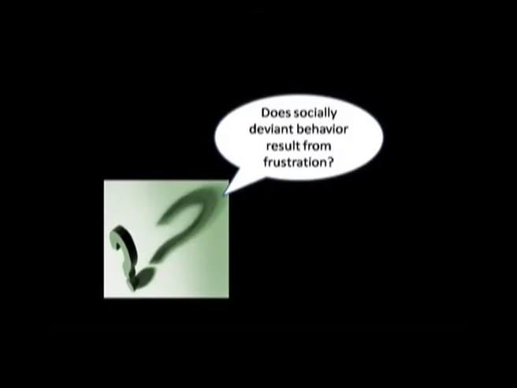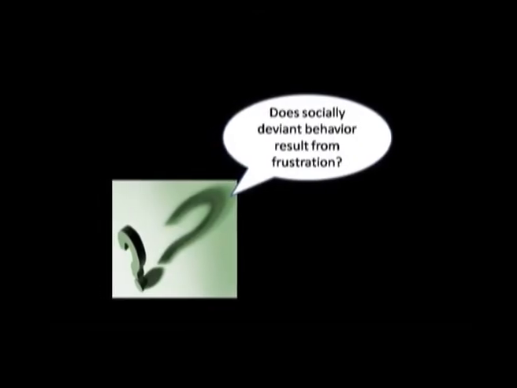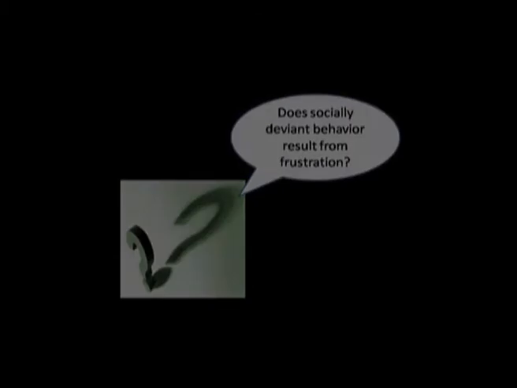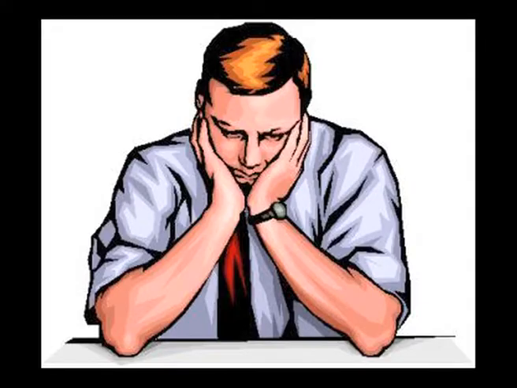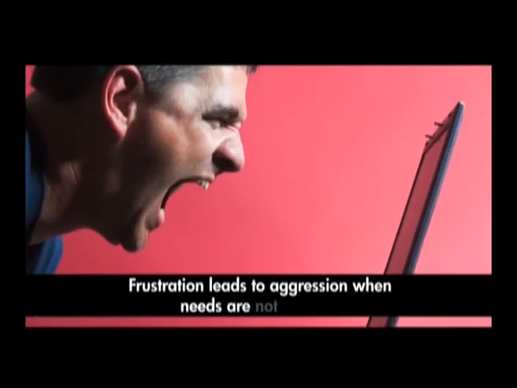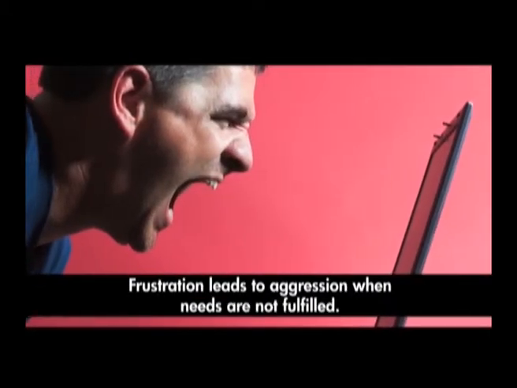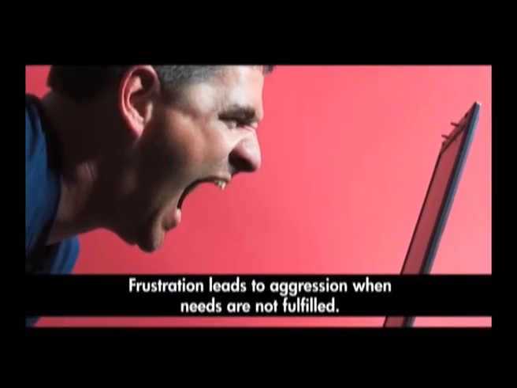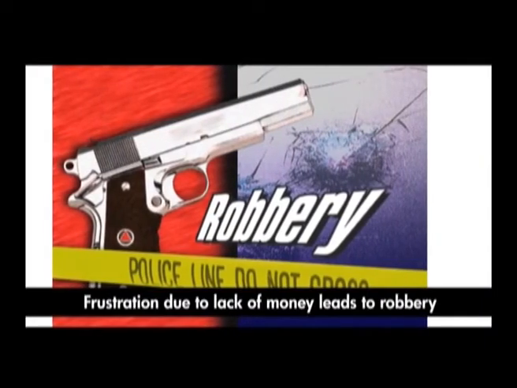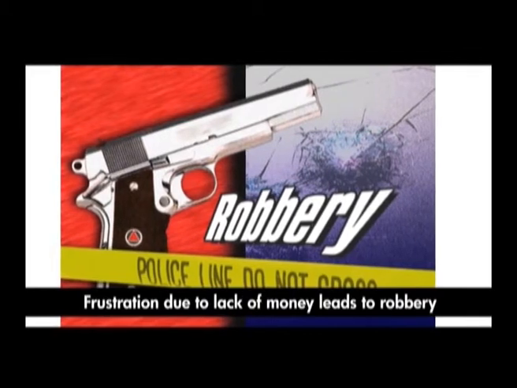However, this theory is not so strong, and it is really absurd to say that all those who are mentally ill behave socially deviant. So does socially deviant behavior result from frustration, true or false? Well, there is no scientific explanation for this question. There is a chance for deviant behavior to arise from frustration because frustration leads to aggression and happens when needs are not fulfilled. Frustration due to lack of money may even lead to robbery, which is a socially deviant behavior.